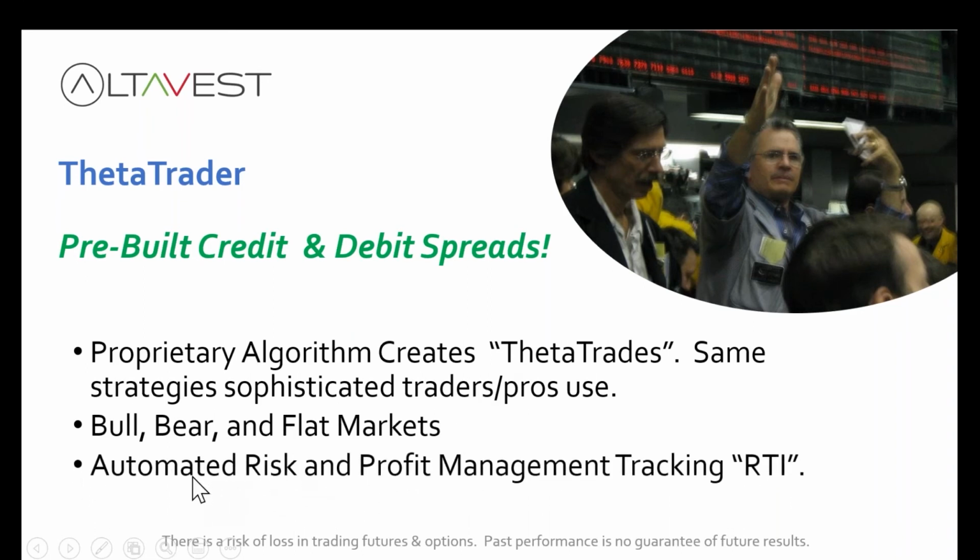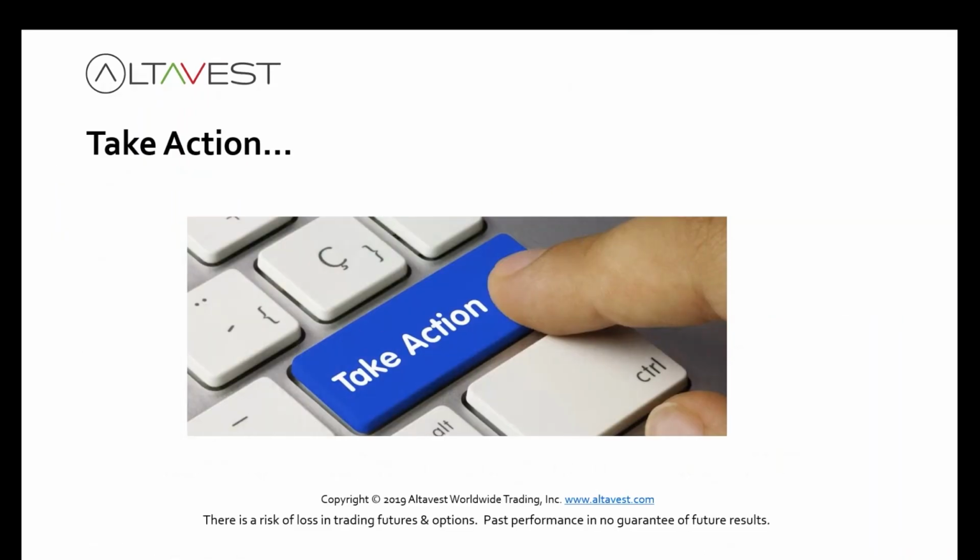And then we use automation. So you can automate risk and profit management with something called the RTI, the risk thermal indicator. So you can automate all of your risk and profit management and use the proprietary algo to actually create the trade for you, do the work for you. So with that said, I will go ahead and jump into the demo.